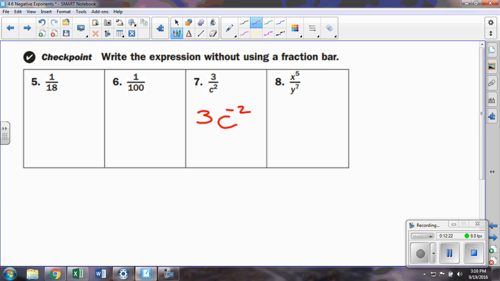For x to the 5th over y to the 7th, y to the 7th needs to get moved up. So we'll switch it from a positive 7 to a negative 7, and there we're done.